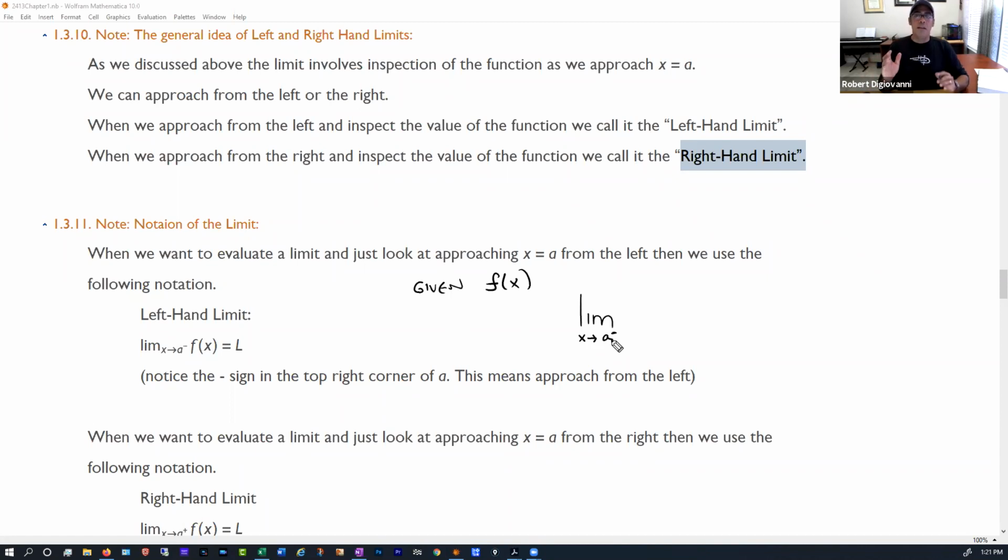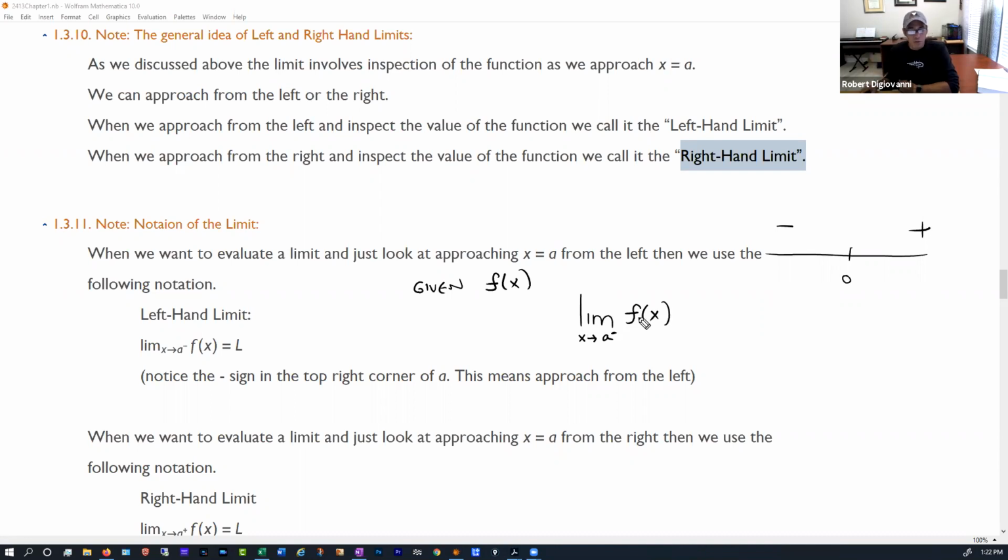And the negative sign means, if you think about a number line, here's 0, positives are over here, negatives over here. So for the left-hand limit, the negative sign helps you remember you're coming in from the left, because the negatives are on the left. And then I have to write f of x. So this says, take a look at this function f of x, approach a from the left and tell me what's happening. And then you're going to have one of three things happen. It's either going to give you a number, it's going to oscillate, or it's going to be infinity or negative infinity. Those are the three outcomes.